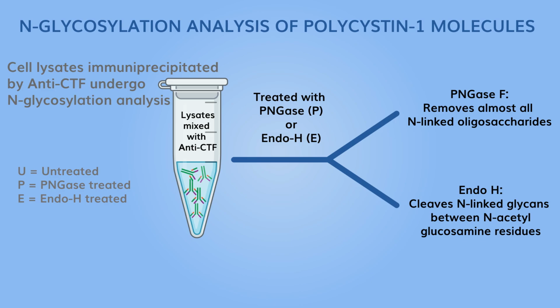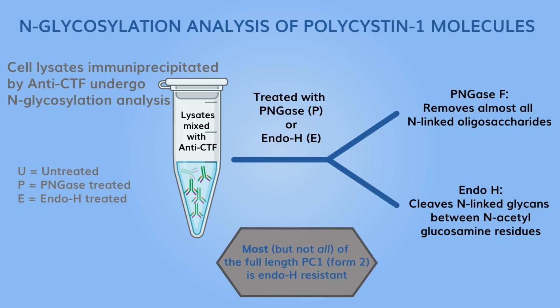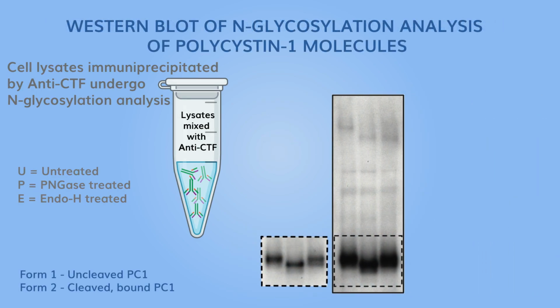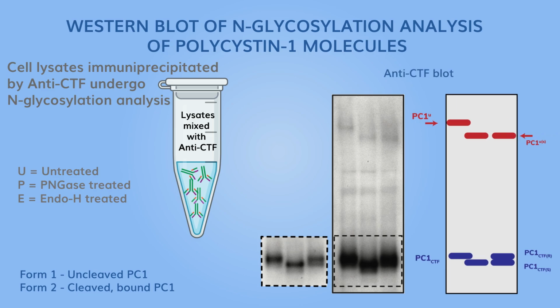As membrane proteins traffic through the Golgi, they become resistant to the activity of endo-H due to additional modifications. Most of the cleaved full-length PC1 molecule is endo-H resistant, but there is a pool that remains endo-H sensitive. Here is an example of a Western blot showing N-glycosylation analysis. Corresponding on the right is a cartoon of the same.